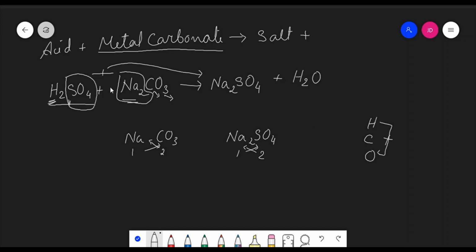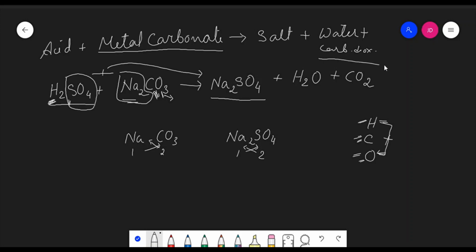I'm repeating again. Here SO4 joined with Na to form the salt. No problem here. And salt, how will you write it? Remove the H from the acid and put the available metal there. Now when they are gone, who are left out? Hydrogen from H2SO4, carbon from Na2CO3, and oxygen from Na2CO3. So here hydrogen, carbon and oxygen got kicked out, three elements. Among those three, whenever H is present and O is present, you're definitely going to get H2O. Similarly, whenever C is present and O is present, you're definitely going to get CO2. That means acid plus metal carbonate will give us salt plus water plus carbon dioxide.